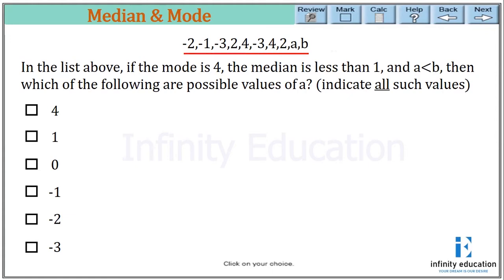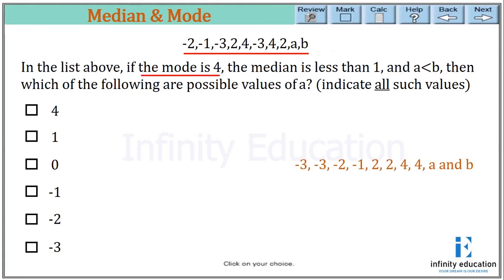Now as this one is the data set, that is -2, -1, -3, 2, 4, -3, 4, 2, A, comma B. So if I arrange them, I can rewrite them as -3, -3, -2, -1, 2, 2, 4, 4, A and B. So here we can see total 10 numbers. That means if I want to find out the median, we must utilize the formula, that is average of the n by 2 and n by 2 plus 1th term.